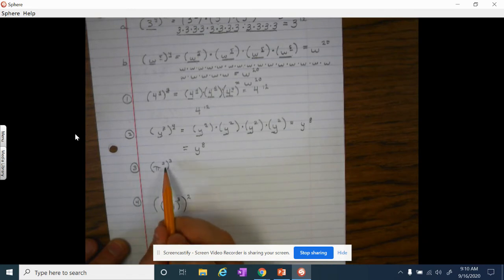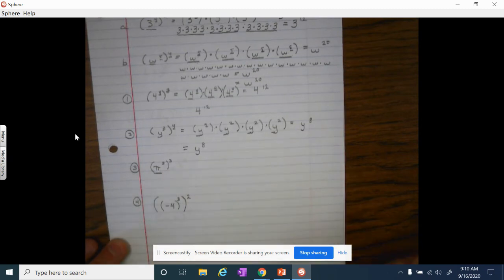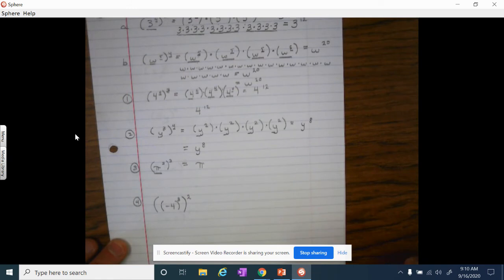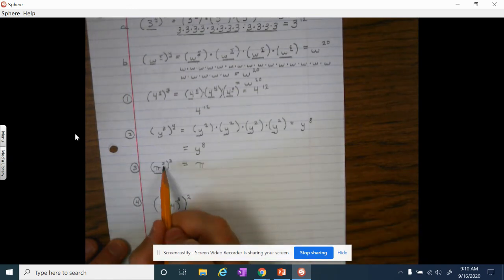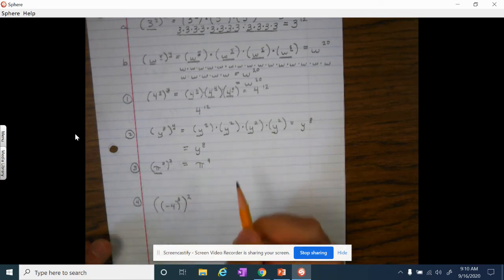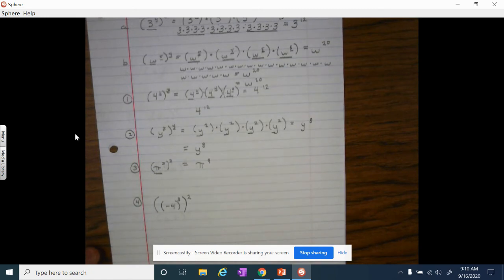This says pi to the 3rd to the 3rd. So I have pi to the 3rd to the 3rd. My base is pi. So that is going to stay my base. I have pi to the 3rd to the 3rd, raising a power to a power. So I'm just going to multiply. What is 3 times 3? And 3 times 3 is 9.